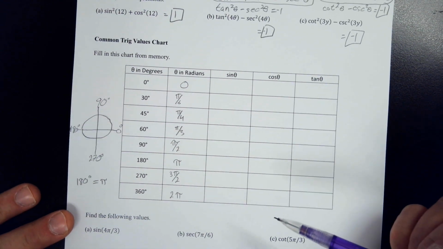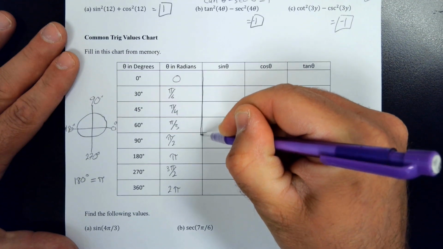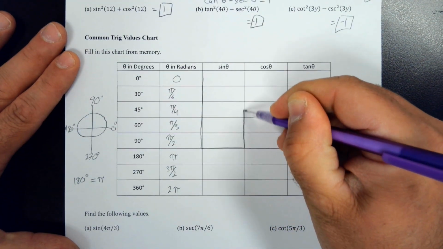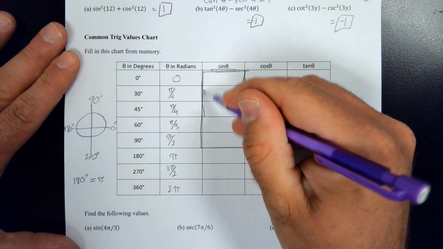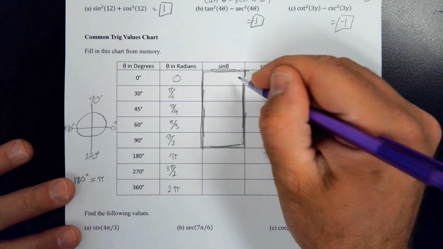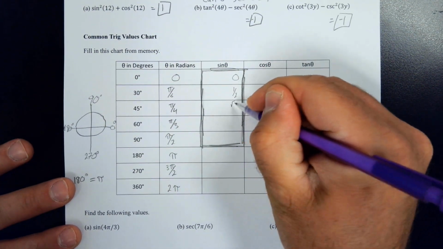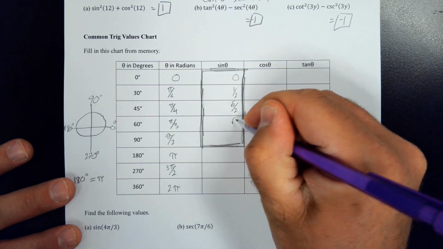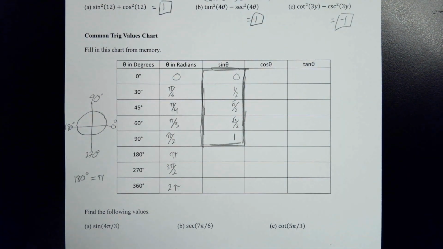Now, the key thing you have to memorize to get this chart are these first 5 values. If you can memorize these values in this box right here, then everything else should come pretty easily. The values that you need to memorize are 0, 1/2, square root of 2 over 2, square root of 3 over 2, and 1. If you can memorize those values in that order, the rest of the chart should be pretty easy.